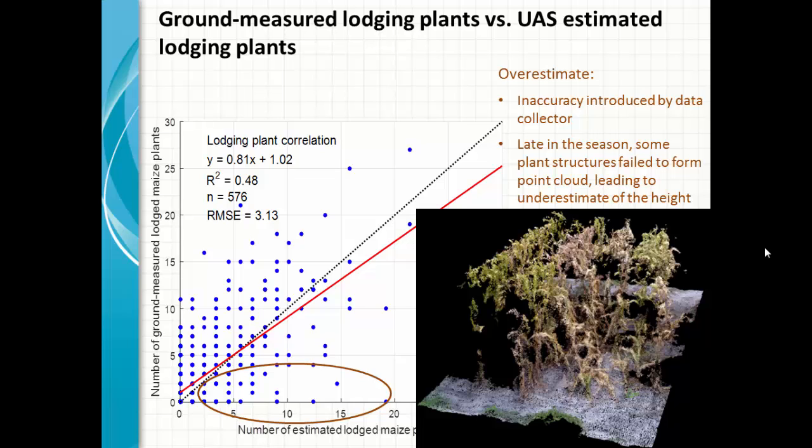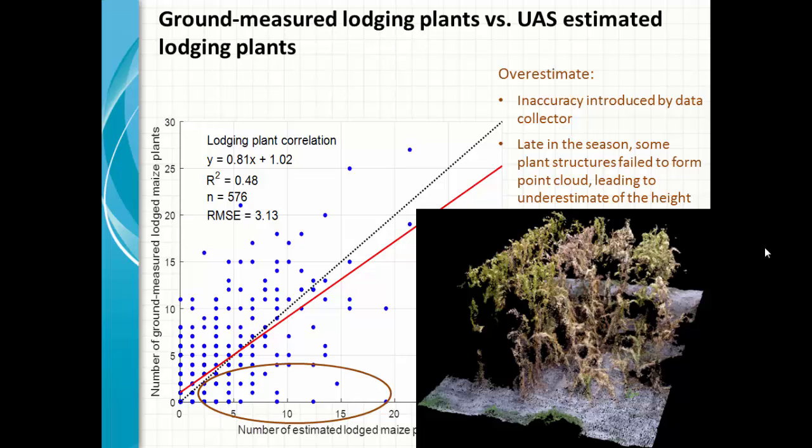I spoke with the ground data collector, and I finally realized we cannot expect them to be that precise in picking up the lodging counts, because we cannot expect a data collector to use a protractor to precisely measure an angle of 60 or 70 degrees, especially in a field where it's over 100 degrees Fahrenheit. That's nearly impossible. So this is the main reason for overestimate. The other overestimate reason is that late in the season, some plant structures fail to form a closed canopy cover in the point cloud, which leads to an underestimate of the height.